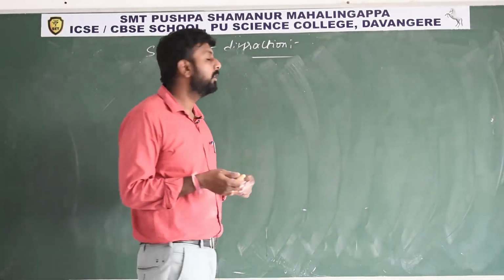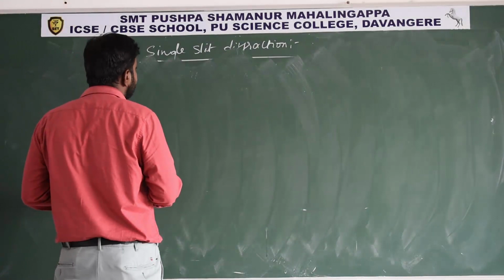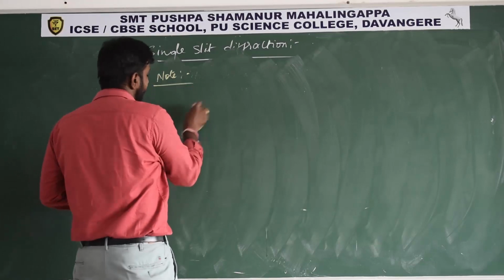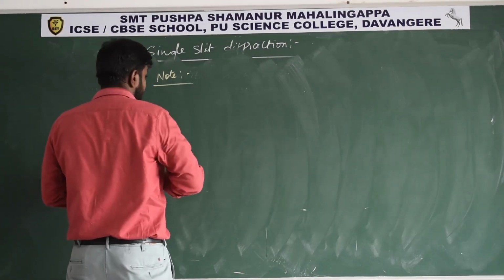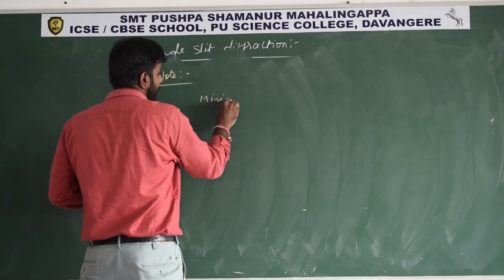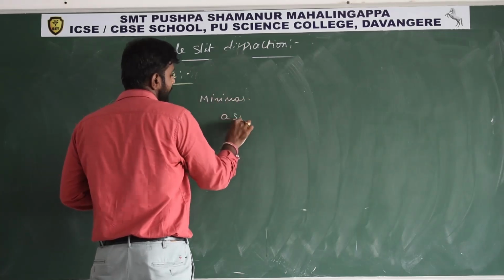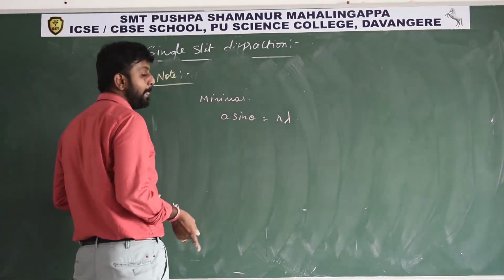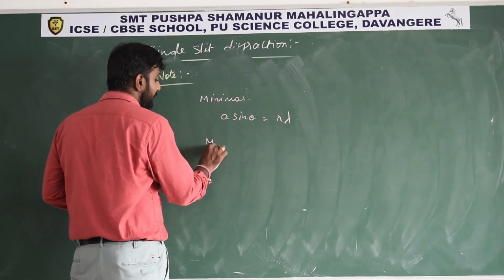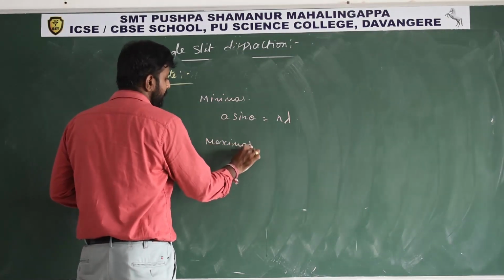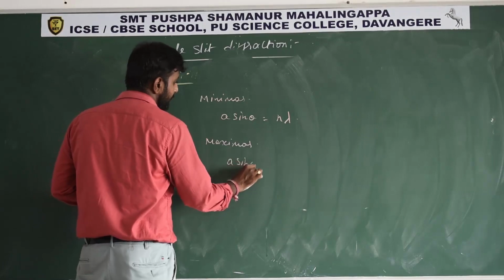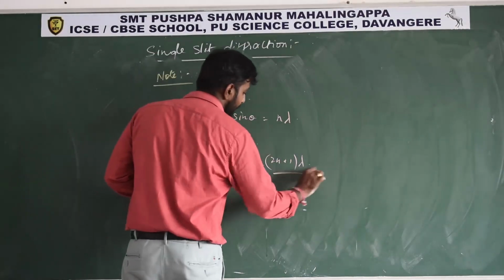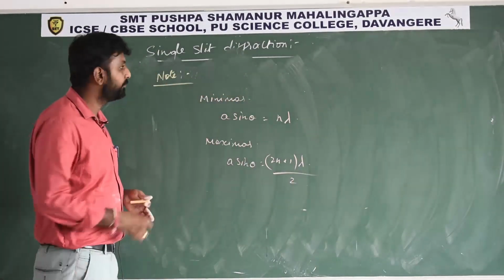And also remember this point. For minimas, we have taken a sin theta equals n lambda, right? For the nth minima. Similarly, for maximas we have taken a sin theta equals 2n plus 1 lambda by 2, isn't it?